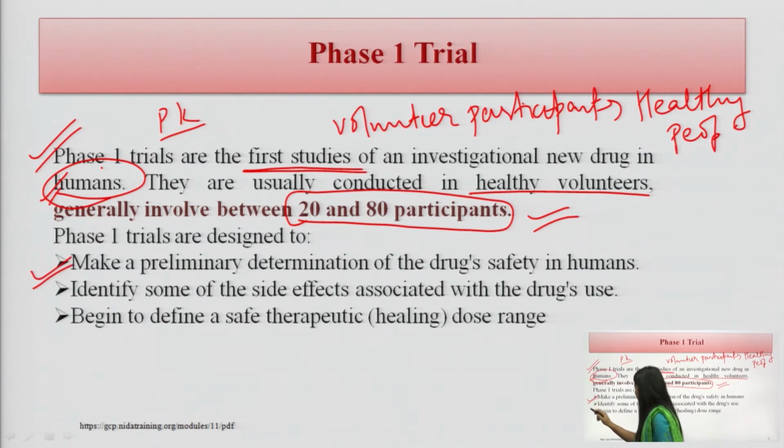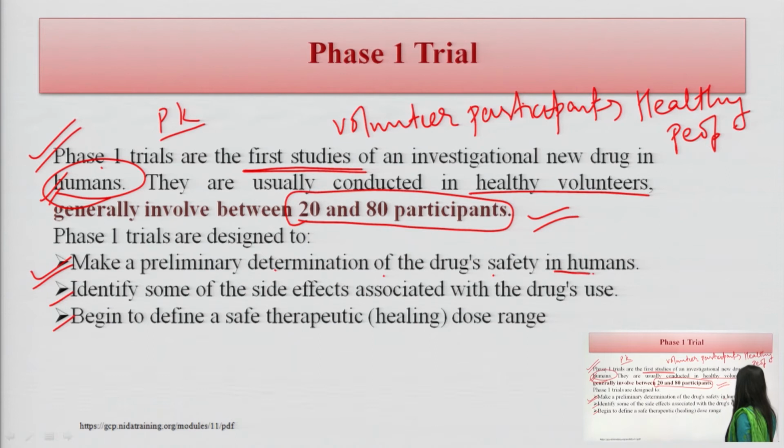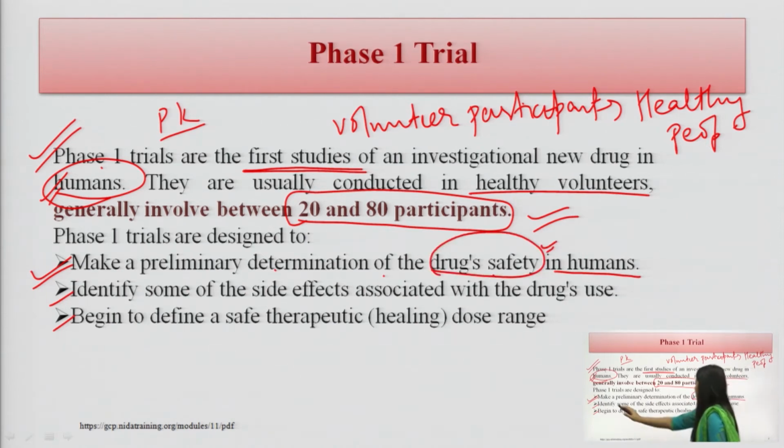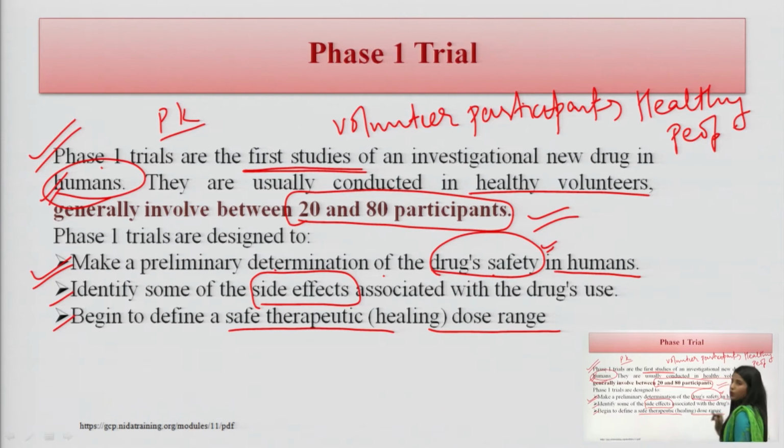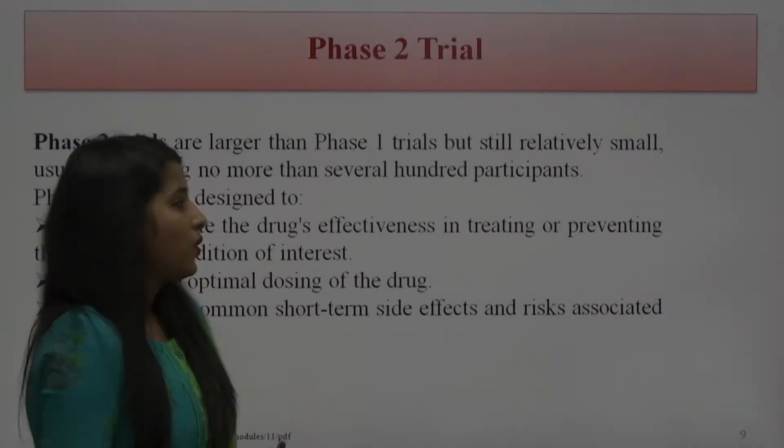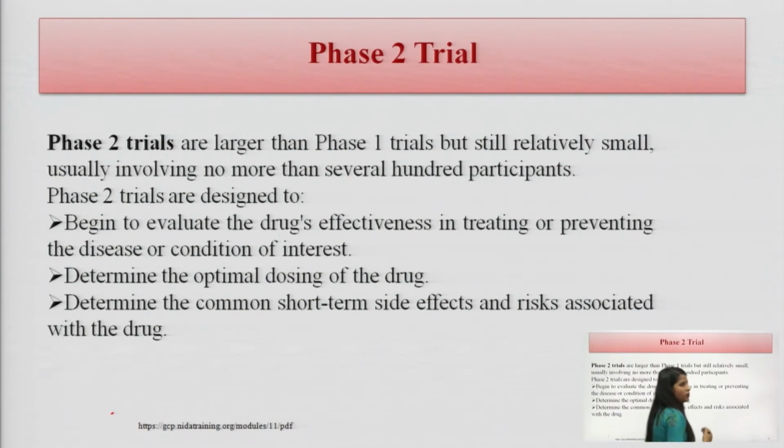And what are we getting? These 3 points: a preliminary determination of the drug's safety in humans, we are finding the side effects, and the safe therapeutic or hidden dose range. So, these 3-4 points we can identify from the phase number 1 trial. Once the drug passes the phase number 1 trial, it will move on to the phase number 2 trial.